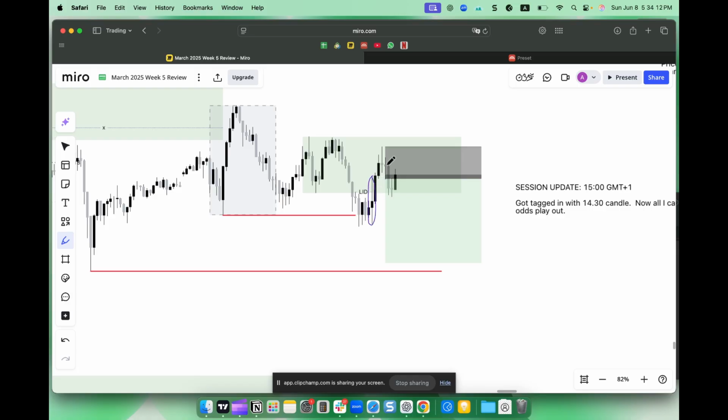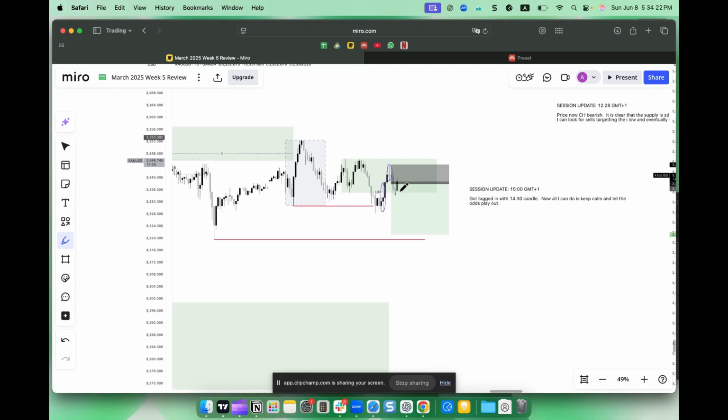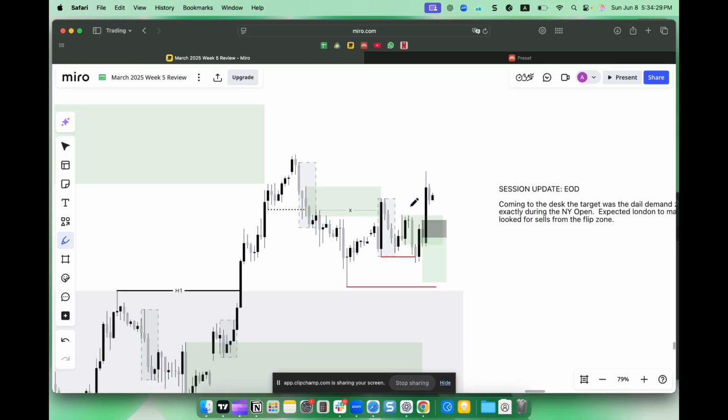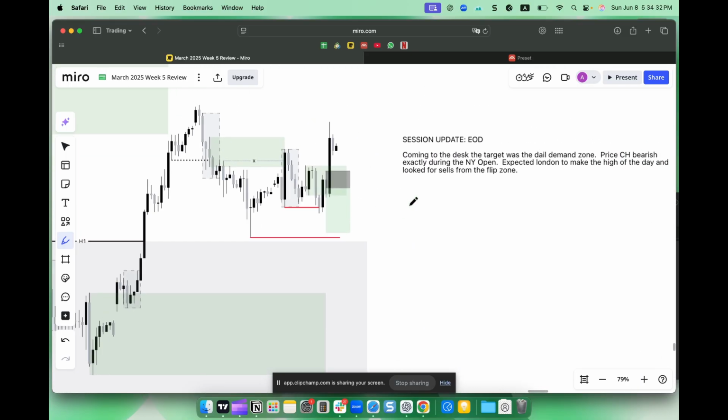But eventually, there was this strong rejecting candle that tagged me in, and the price was coming down for a while. But I got tagged in at 14:30. So that was horrible. And before bed, when I opened my laptop, I saw that I was stopped out, and this POI got invalidated. So yeah, it is what it is.